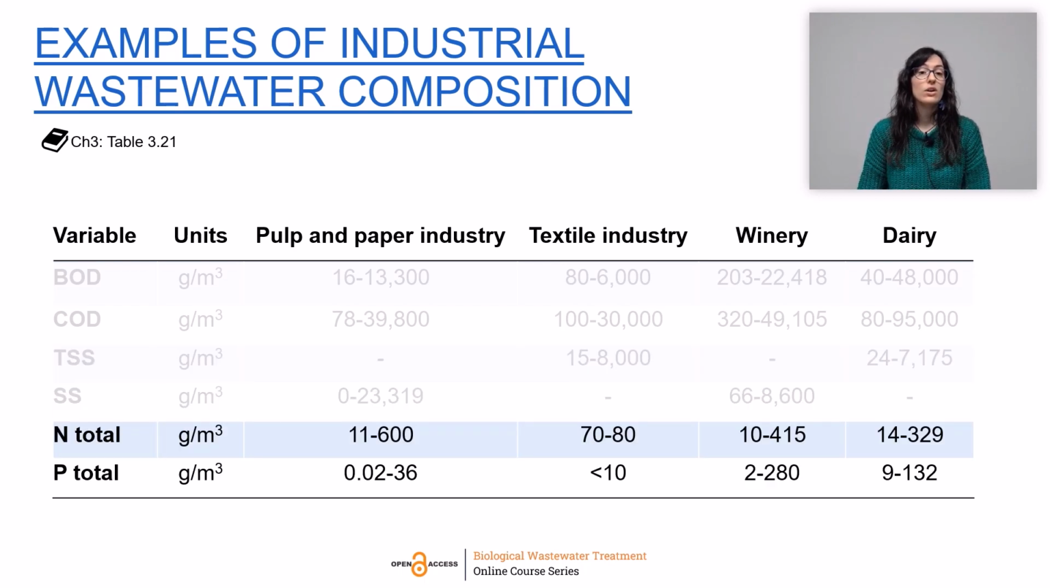The nutrients content also changes considerably among the wastewaters. We can have streams with relatively high nutrients concentrations, such as those from winery or dairy industry. They will have both high concentrations of nitrogen and phosphorus. In the case of pulp and paper wastewater, it has high concentrations of nitrogen, but relatively low concentrations of phosphorus. And on the other hand, there are also streams with low nutrients concentrations, such as the textile industry.